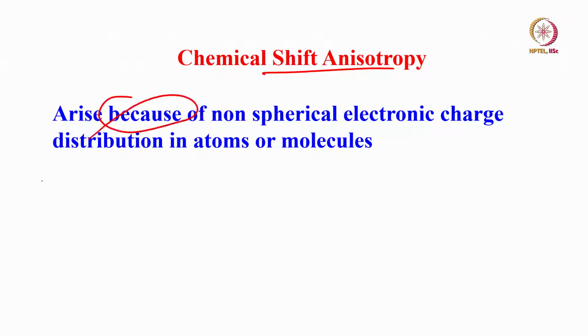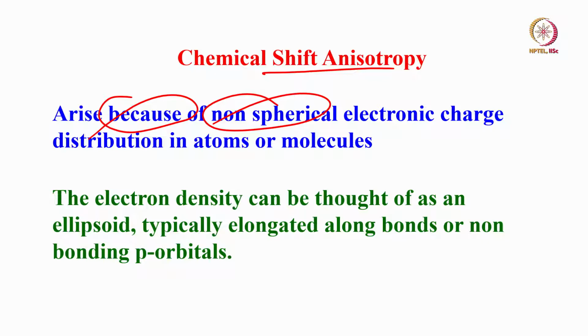Why does this chemical shift anisotropy come? It comes because of non-spherical electronic charge distribution in atoms or molecules. If the charge distribution is not spherical, then you can think of the electron density as an ellipsoid like this, elongated along the bonds usually, or along non-bonding pi orbitals. So, electron density can be treated like an ellipsoid like this.